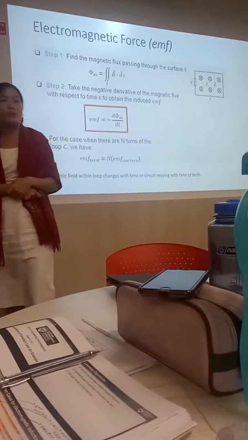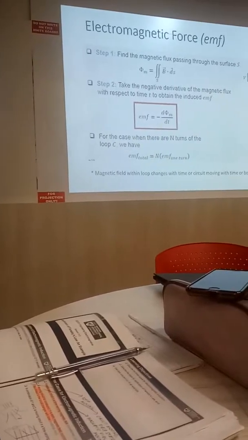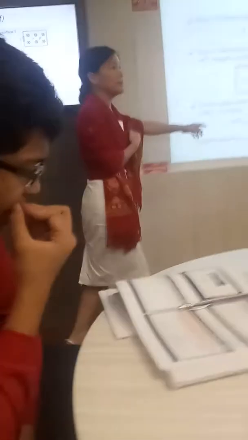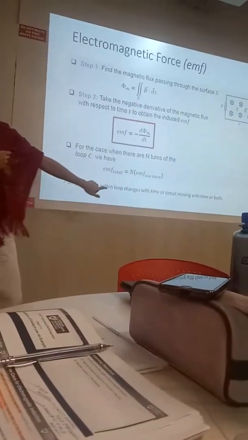And it's the negative differential of your total magnetic flux within the loop with time. So this is your induced EMF. If you have one loop, you just integrate it over that surface area and then you differentiate it with time. If you have n number of loops, just multiply it by n times.